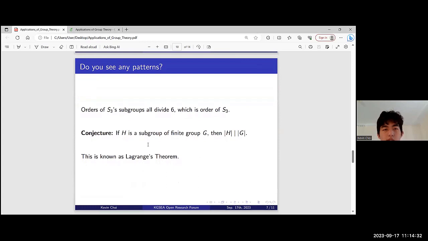Which is that the orders of the S3 subgroups all divide 6, which is the order of S3. So this leads us to a conjecture that if H is a subgroup of a finite group G, then the magnitude of H will divide the magnitude of G. This is known as the Lagrange theorem, which is an essential part of group theory.